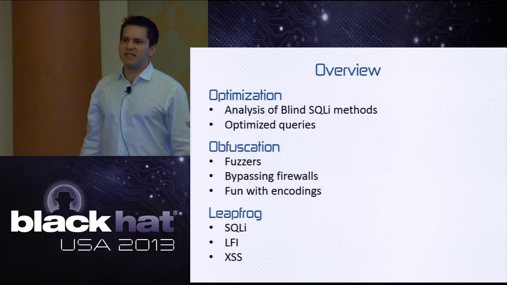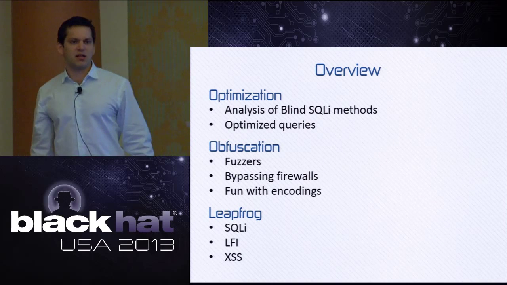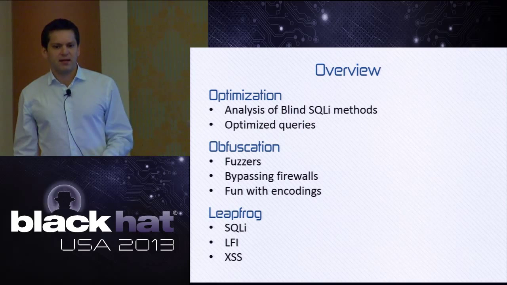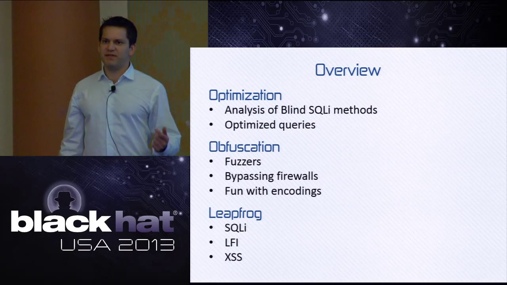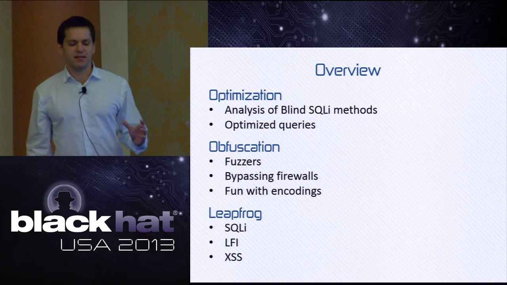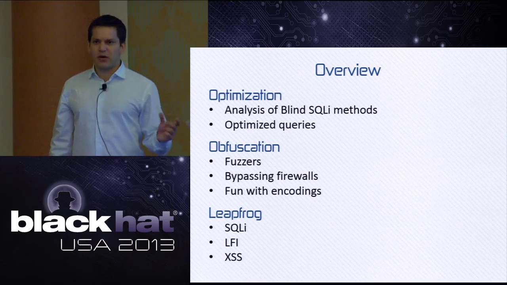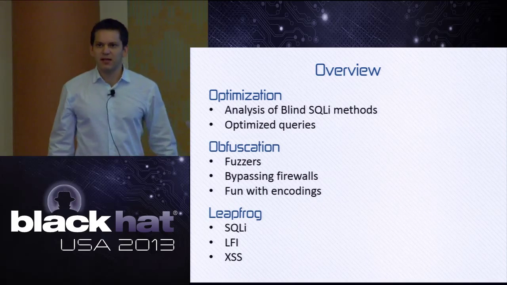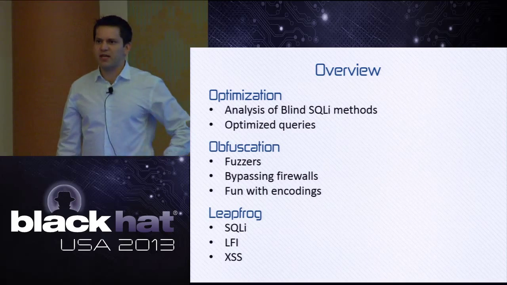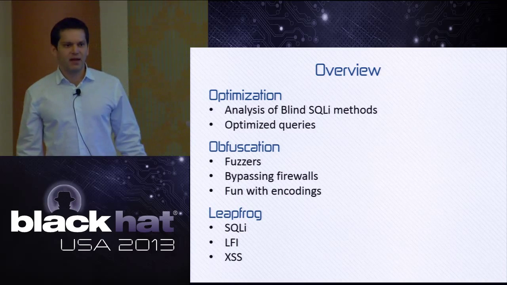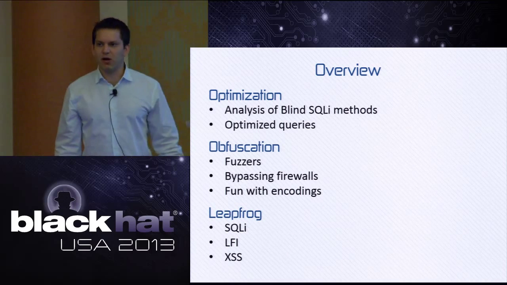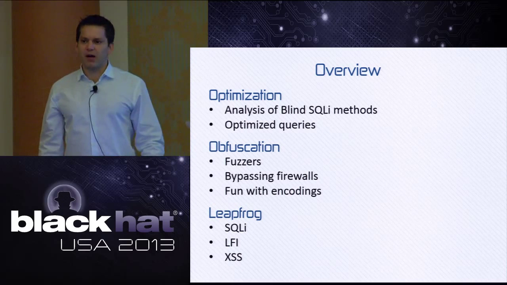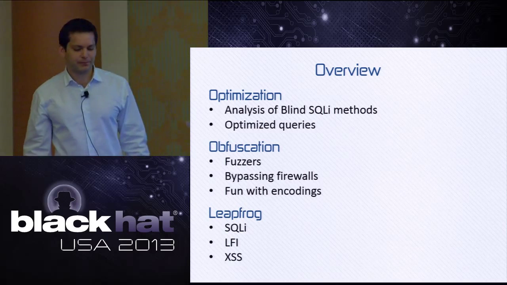Quick overview of what we will be seeing is we'll talk about different blind SQL injection methods, which allow us to retrieve data faster from the database. We'll see some optimized queries. And then for obfuscation, we'll talk about a bit of fuzzers, encodings, and how we can use that to bypass firewalls as well. And hopefully, if I have time, I can show you Leapfrog, which is the tool that I've been developing to help audit firewalls and try and make them more secure.